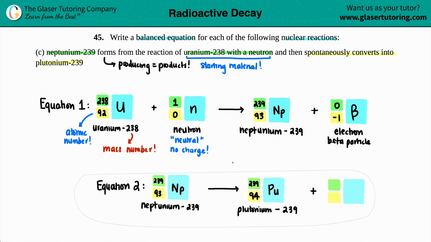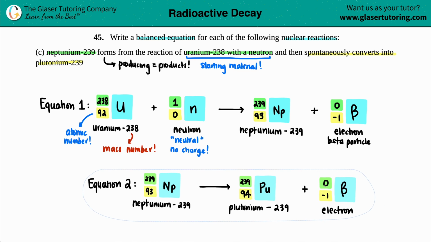Generally, if you're spontaneously converting, you're decaying, which means that your particle is going to be on the product side. Now let's see, 239 equals 239 plus 0. And then 93 equals 94. Yep, it's the minus 1 again. So it's the same as before. We're going to have a beta particle, or an electron. And now, we are finally done with this problem. Whew! So there's your two equations.